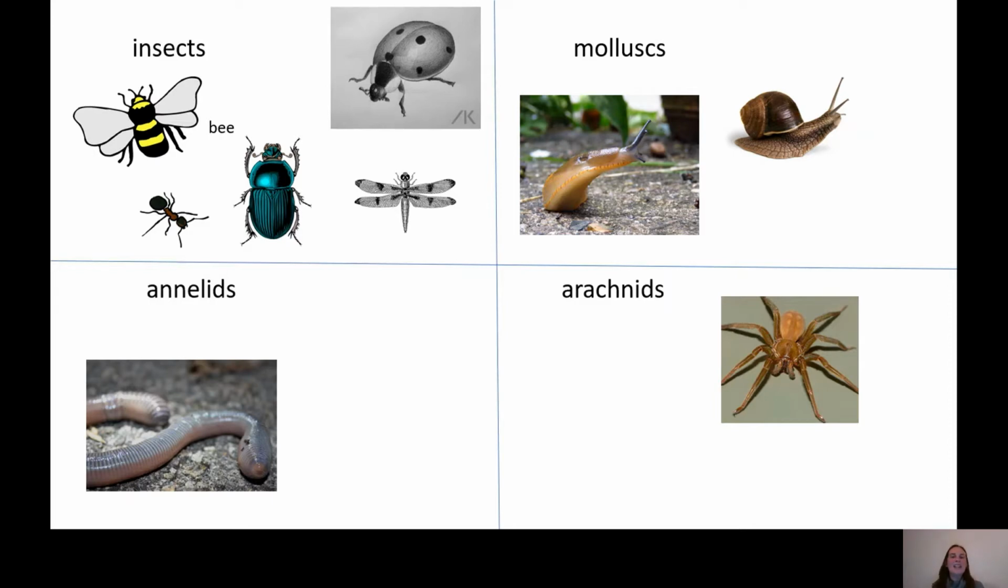So, well done. You might want to have a little look at what you did and compare it to the types of animals that I've got on my screen. So let's just have a quick recap. Our insects are what? I'm going to give you 20 seconds to see if you can think of 3 key features of an insect.